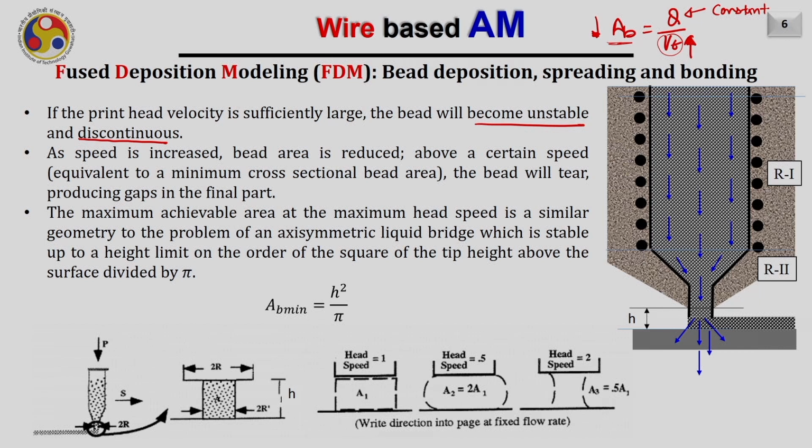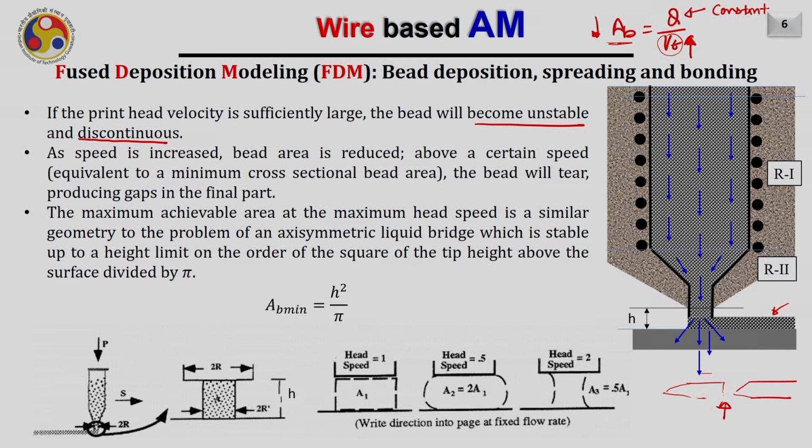So above a certain speed, the bead will tear and produce gaps in the final part. So like you are seeing here the continuous deposition, instead of this, it will look something like this. Then after that it will deposit some material, so it will not be continuous. So the beads are tearing off in between.